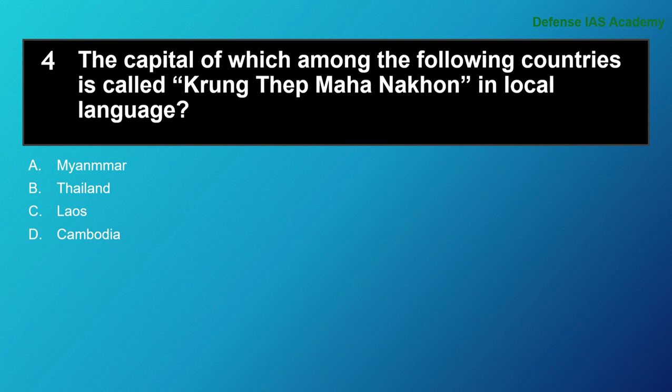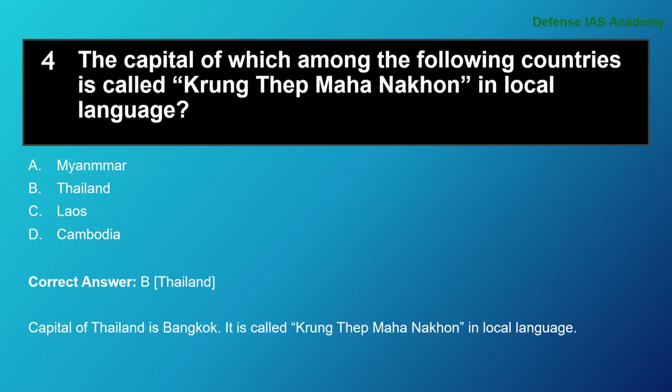The capital of which among the following countries is called Krung Thep Mahanakon in the local language? The answer is option B, Thailand. Thailand's capital is called Krung Thep Mahanakon in its local language. Please keep in mind, the capital of Thailand is Bangkok, and in its local language it is called Krung Thep Mahanakon.